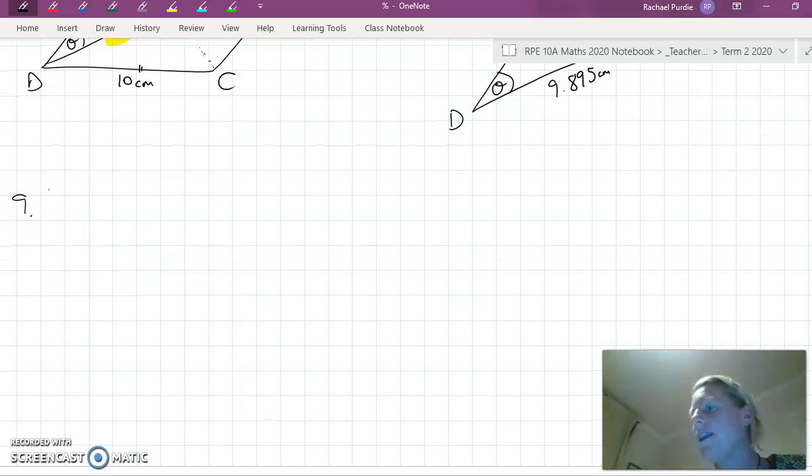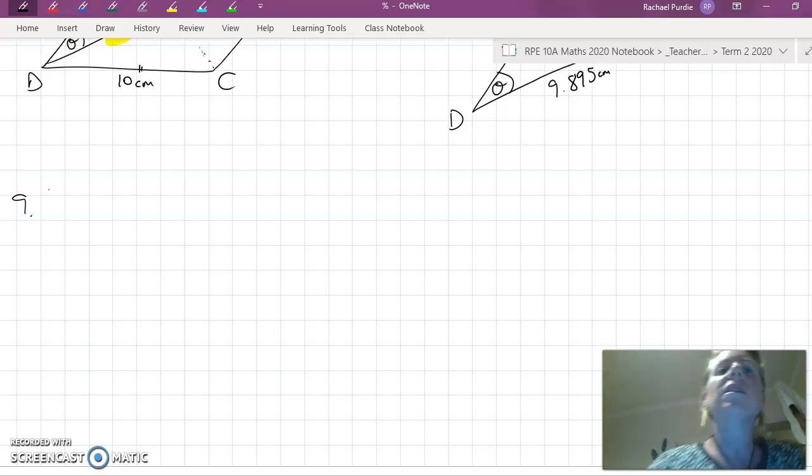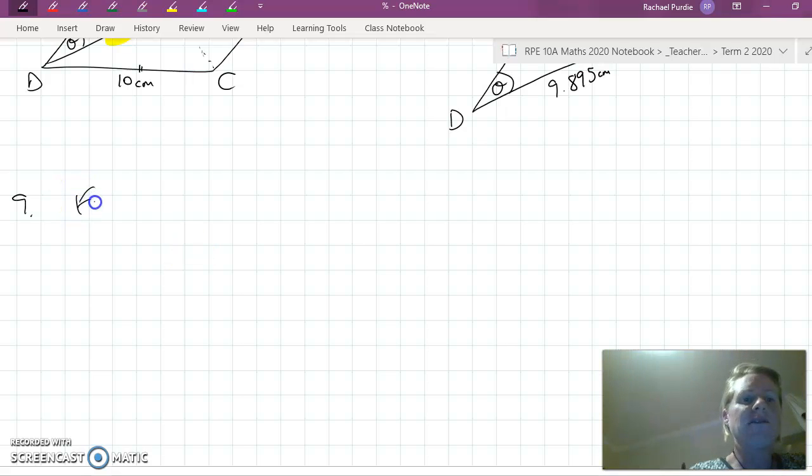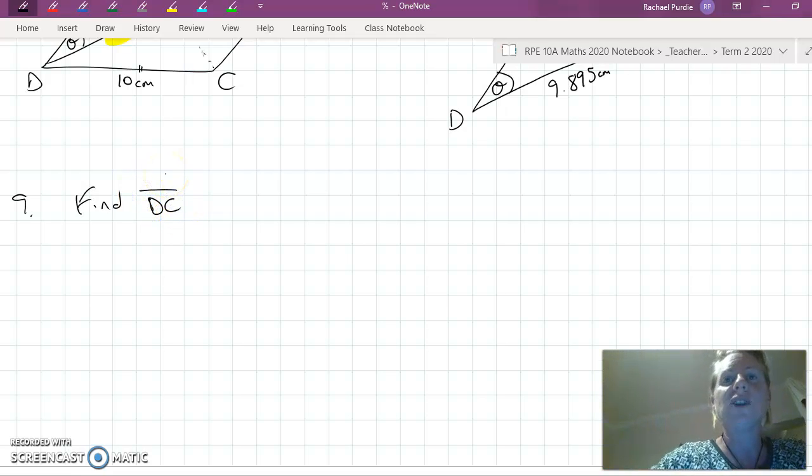Number 9. The length of AC. You've got 2 right angle triangles going on there. So it is one big non-right angle triangle, but you've got 2 right angle triangles inside it. We want AC. So first of all, find DC. Find length DC first. You'll be able to use the 9 centimetres and the 27 degrees to do that.